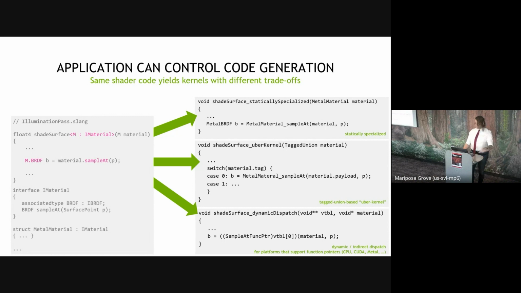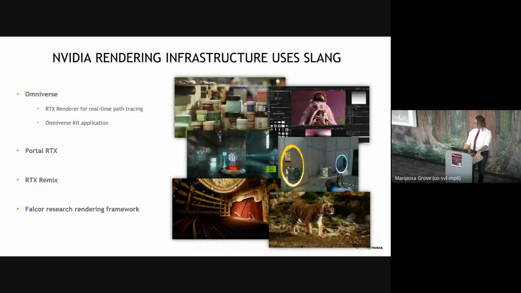And so this has been a little bit of a whirlwind tour of high-level language features that we just threw in here, but I want to emphasize that these were things we did because the developers inside NVIDIA have been using this. So a lot of the rendering infrastructure inside of NVIDIA is already using Slang as the shading language. So the Omniverse project uses Slang to implement its real-time path tracing renderer. The Omniverse Kit application uses it. The Portal RTX remake uses Slang as the shading language for its rendering logic.